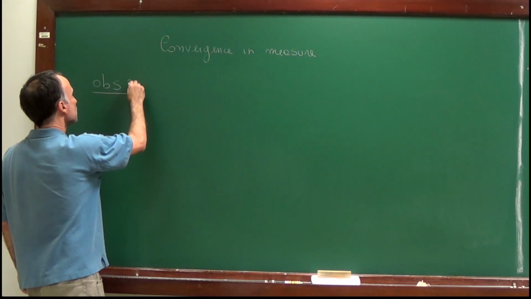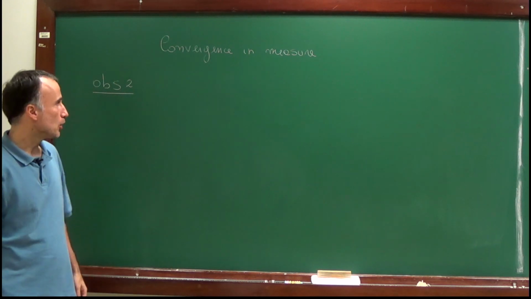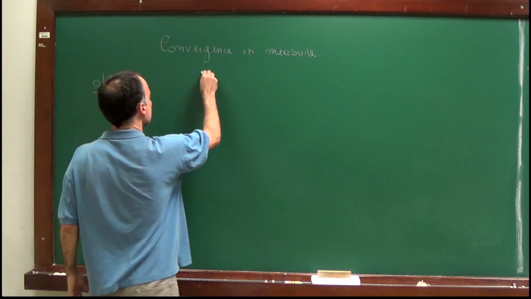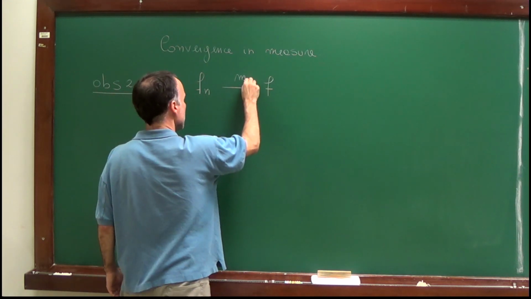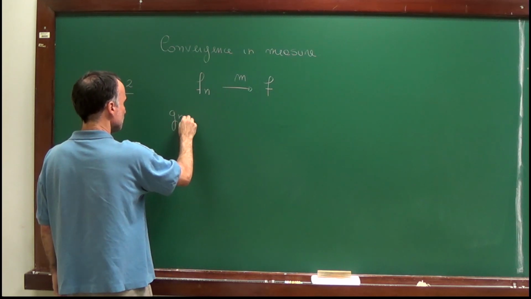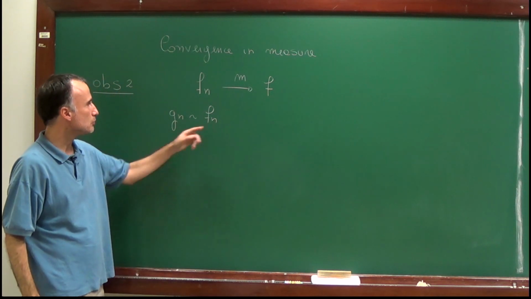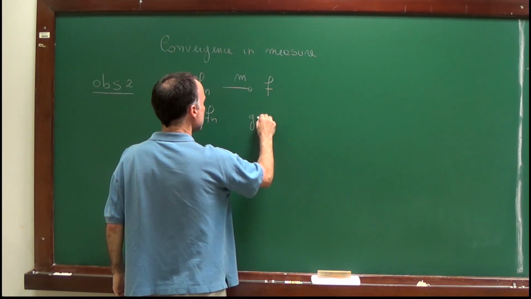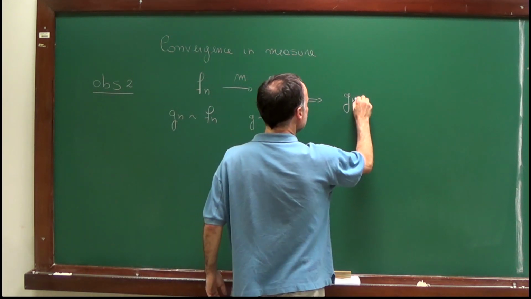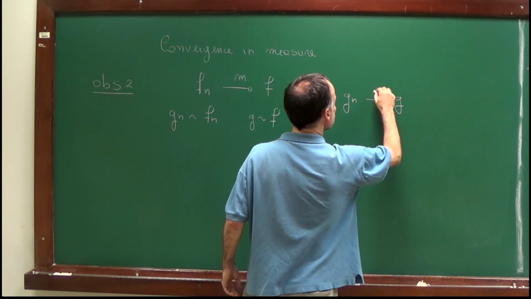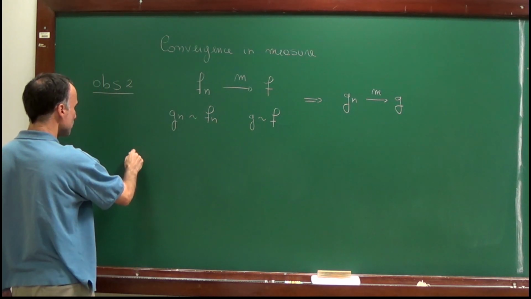The second simple observation is that convergence in measure is a class property. What I want to say is that if you have a sequence fn which is converging to f in measure, and if gn is equivalent to fn, which means that gn is almost surely equal to fn, and if g is almost surely equal to f, then gn is also converging in measure to the function g. And this is also a very simple observation.